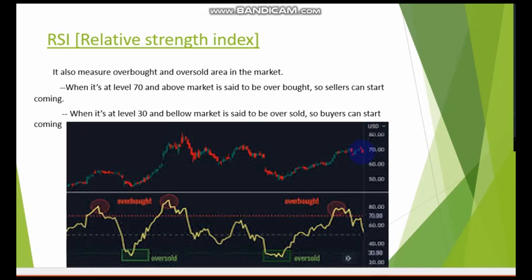The buyers are tired of buying, so it gives room for the sellers to come in. Then we have the 30 level, which is oversold. That means the sellers are tired of selling, so it gives room for buyers to come in. Overbought, oversold. Guys, I'll make a video to show all these indicators in your MetaTrader 4, and how we can use them.